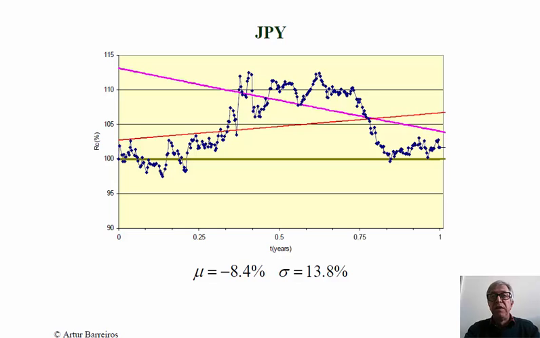And here we have the evolution of the Japanese yen. The long-term evolution, whose behavior is represented by the line in pink, is the inverse of the evolution of the US dollar. In this case, we have an intense decline because the yen had been at very high values. But in the short term, we have a similar behavior. The yen is below the expected value and may recover.